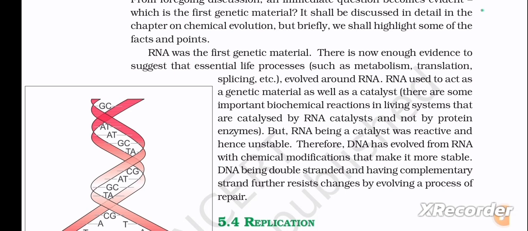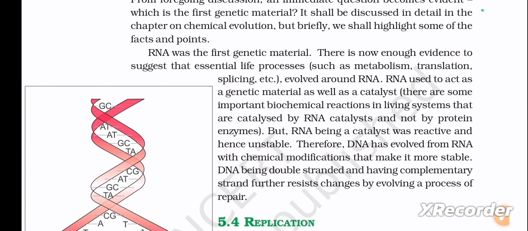There is now enough evidence to suggest that essential life processes such as metabolism, translation, splicing, etc., evolved around RNA. RNA used to act as a genetic material as well as a catalyst. There are some important biochemical reactions in living systems that are catalyzed by RNA catalysts and not by protein enzymes. But RNA, being a catalyst, was reactive and hence unstable. Therefore, DNA has evolved from RNA with chemical modifications that make it more stable.